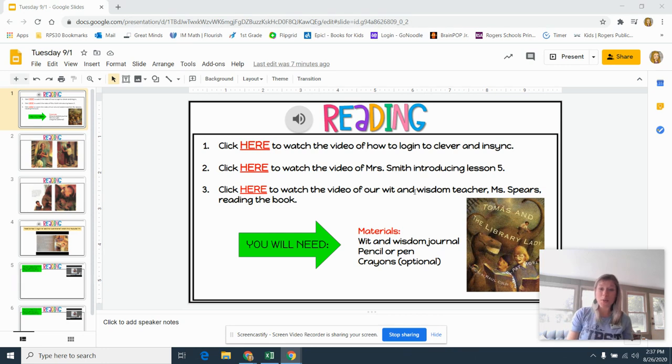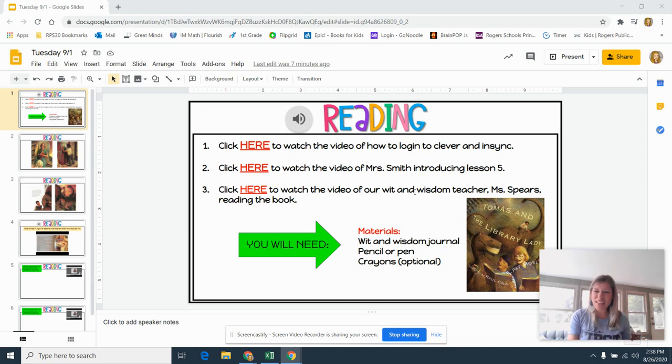So you're going to look with Miss Spears at the difference between imagination and real life, and you're going to be doing some illustrations of Tomas and the difference between imagination and real life in his life. And then you're going to be continuing to work on your retelling of Tomas and the Library Lady. Now, today you're going to do some writing in your journal, and you're going to use those sentence frames that you're going to see Miss Spears talk about.